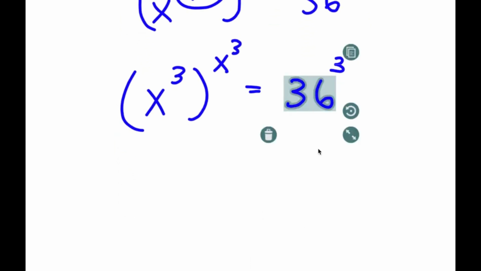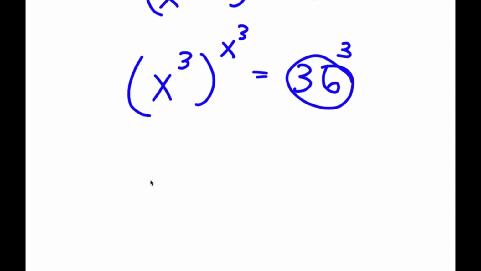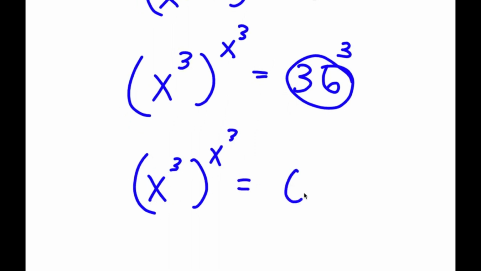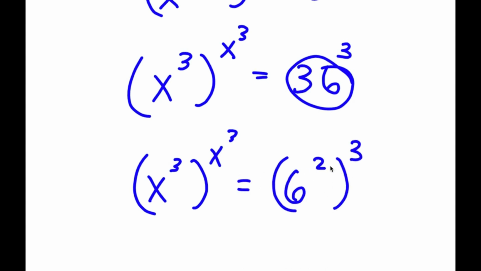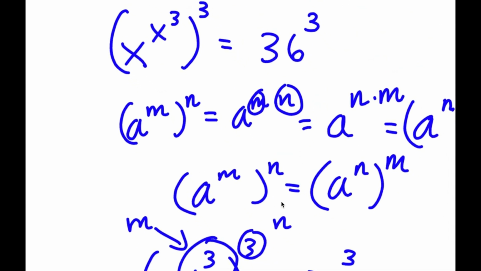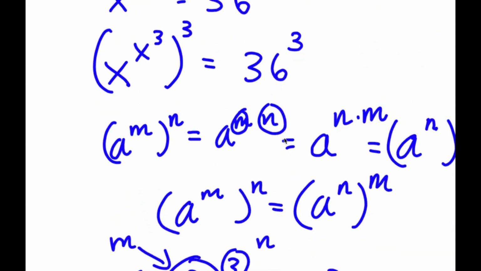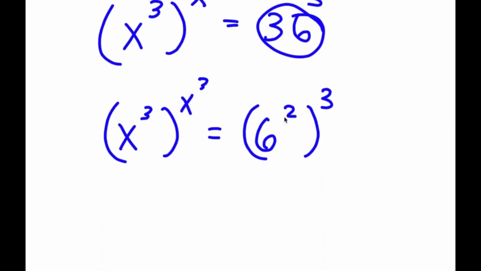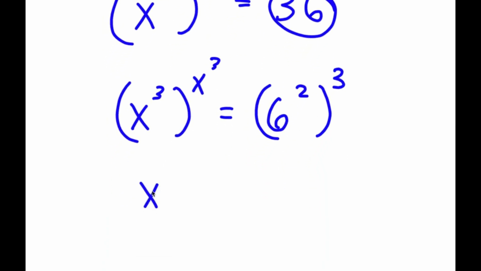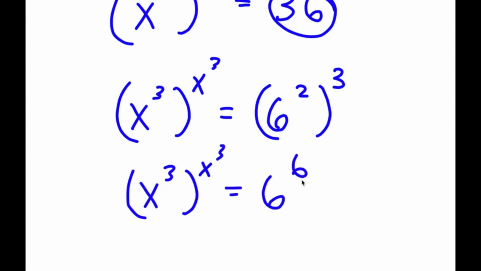Now 36 here is the same thing as 6 to the power of 2. So now I have x to the power of 3 to the power of x to the power of 3 is equal to 6 to the power of 2 to the power of 3. And again, remember, if I have something in the form a to the power of m to the power of n, this is equal to a to the power of m times n. So 6 to the power of 2 to the power of 3 equals 6 to the power of 2 times 3, which is simply 6. So I have 6 to the power of 6.